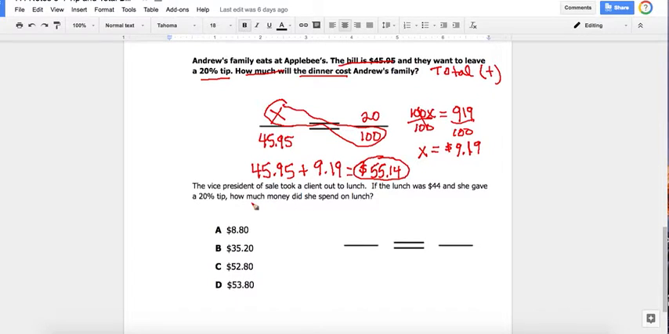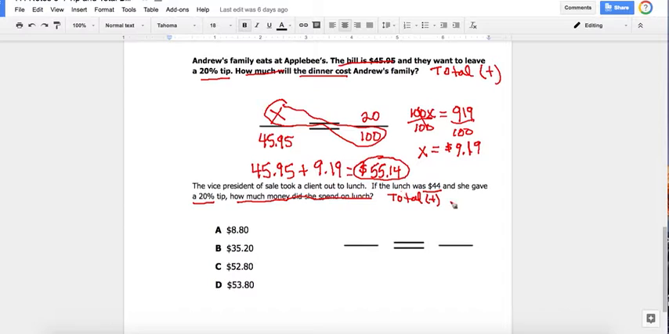Okay. The vice president of sales took a client out to lunch. If the lunch was $44, and she gave a 20% tip, how much money did she spend on her lunch? So it's asking how much did she spend on her lunch? So they're asking for the total. So write total. And since they're asking for the total, I have to remember to add.